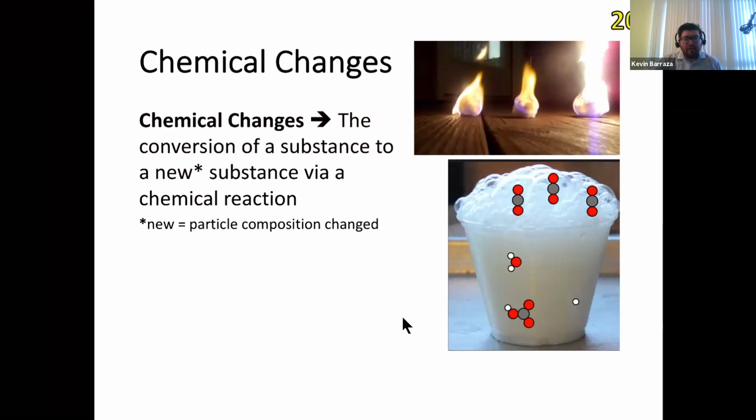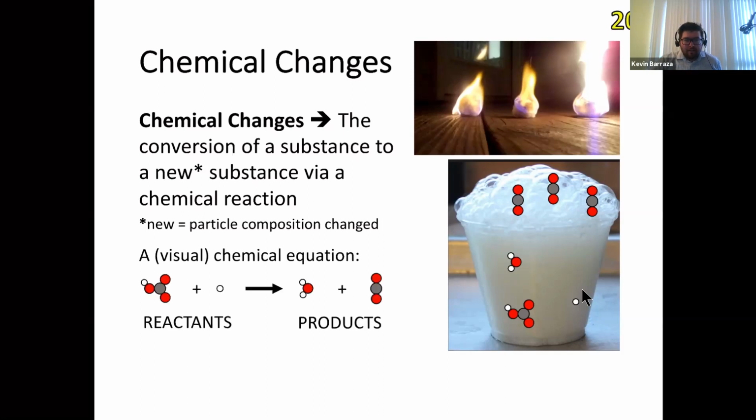As an example here, this is an image of baking soda added to vinegar. We might recognize that it bubbles. Why does it bubble? It's because a chemical change is proceeding. To visualize it, we're focusing right now on particles, but eventually we're going to use the terminology of chemical equations and reactants and products. What this means is that reactants represent the particles before the change, and products represent the particles after the change.